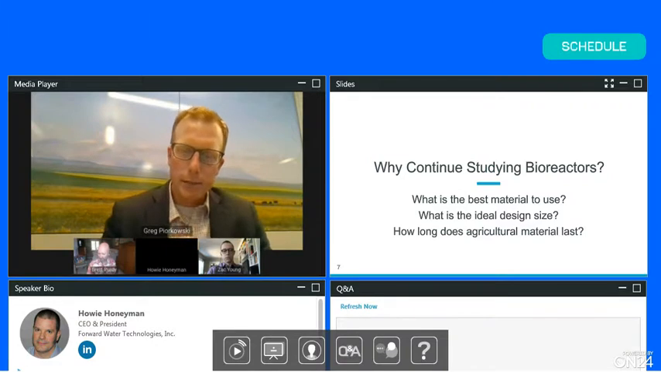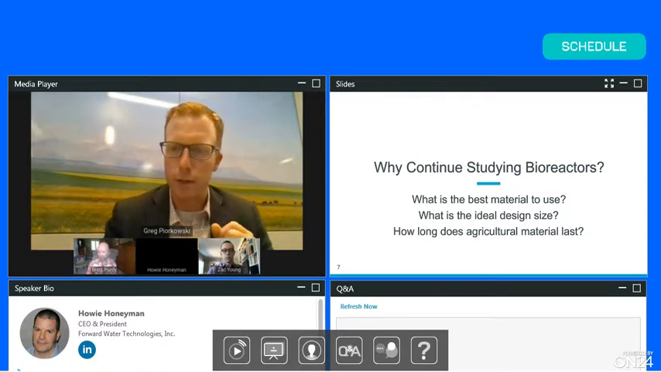And also what the ideal design size is. We're in a much different climate than the Midwestern U.S. We're a lot colder, and a lot of the drainage happens around snowmelt, which is a little bit different from the storm flow that they get there. And the other question is how long agricultural material would last. If we use agricultural residues in place of wood, what's the lifetime that this material would last, and how often would we have to replace it?